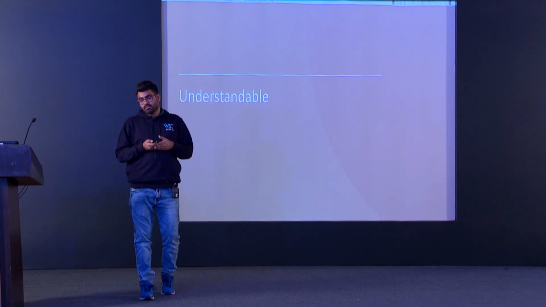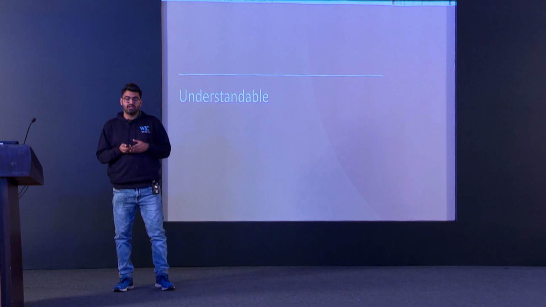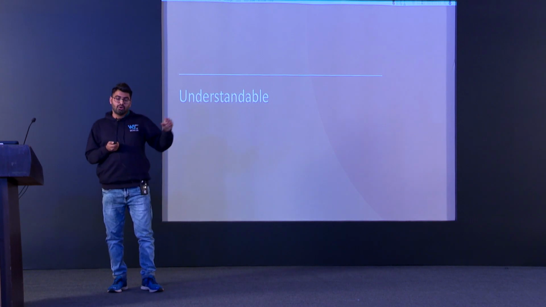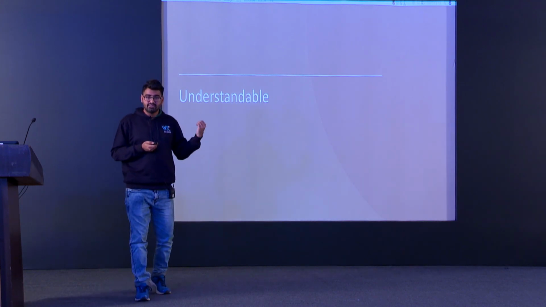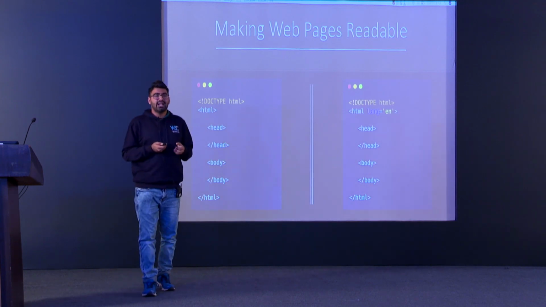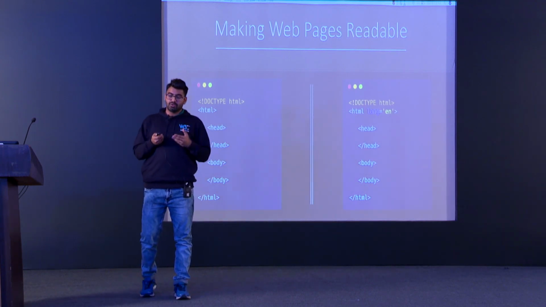Okay, the next part which we need to understand is called understandable. Now, understandable has its own principles. So we have covered perceivable, operable, and this is the third one, understandable. Understandable comes with 2 major principles.